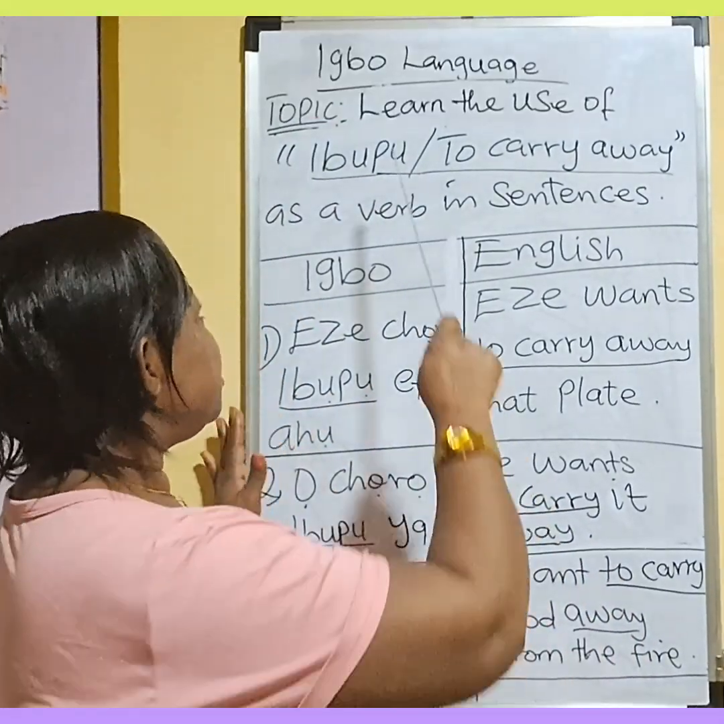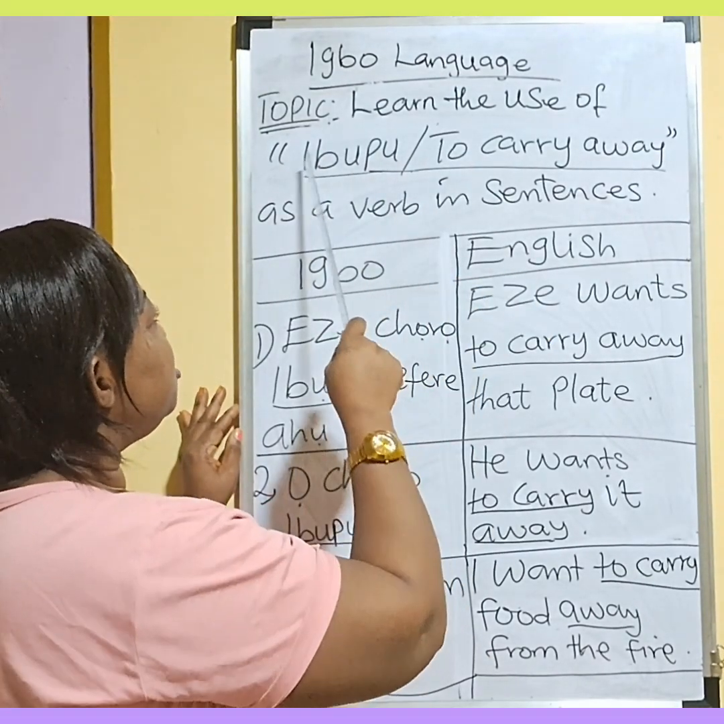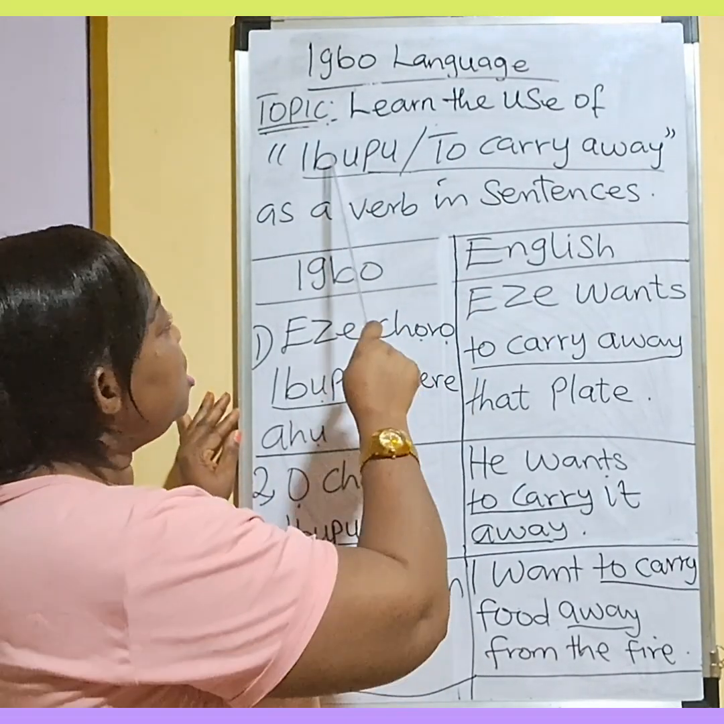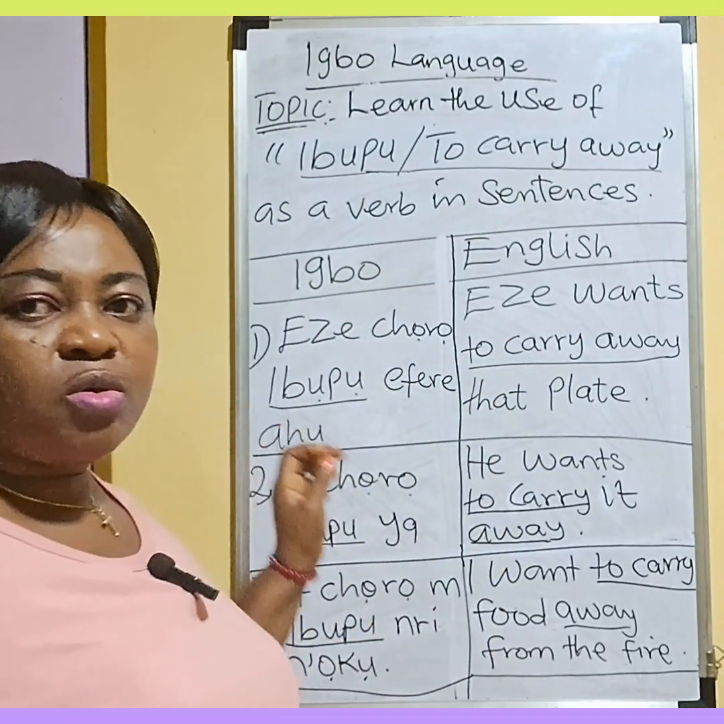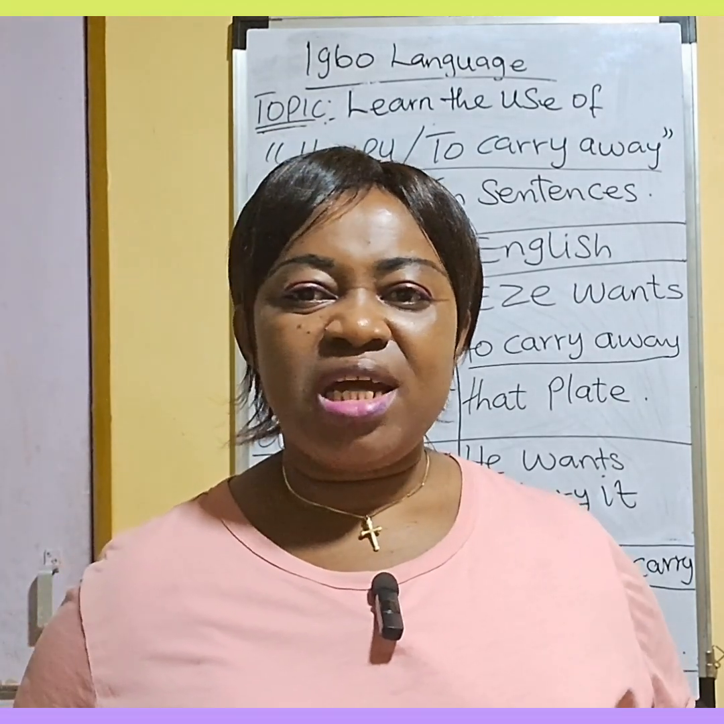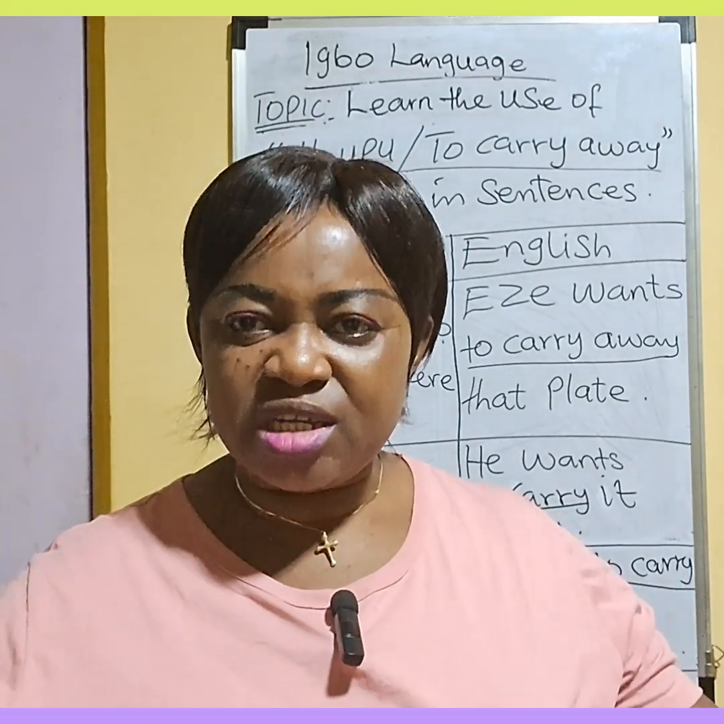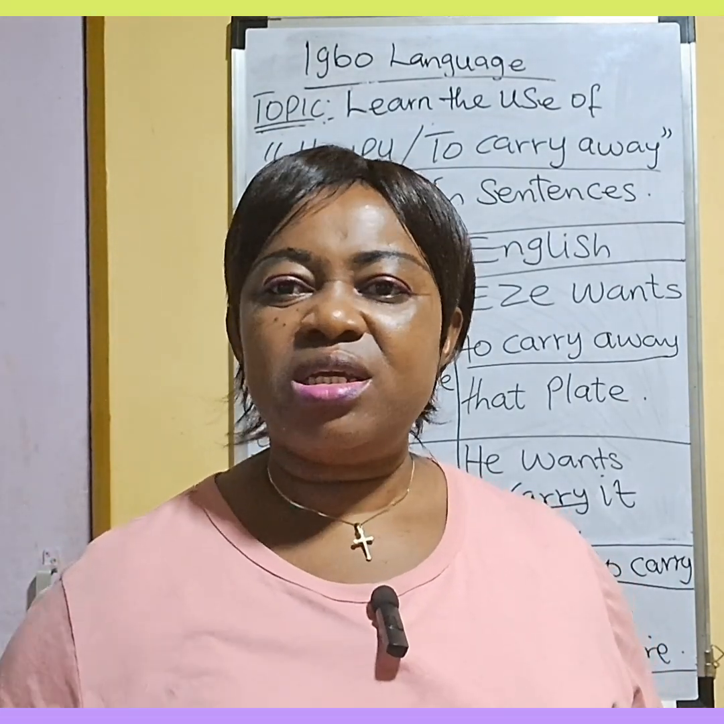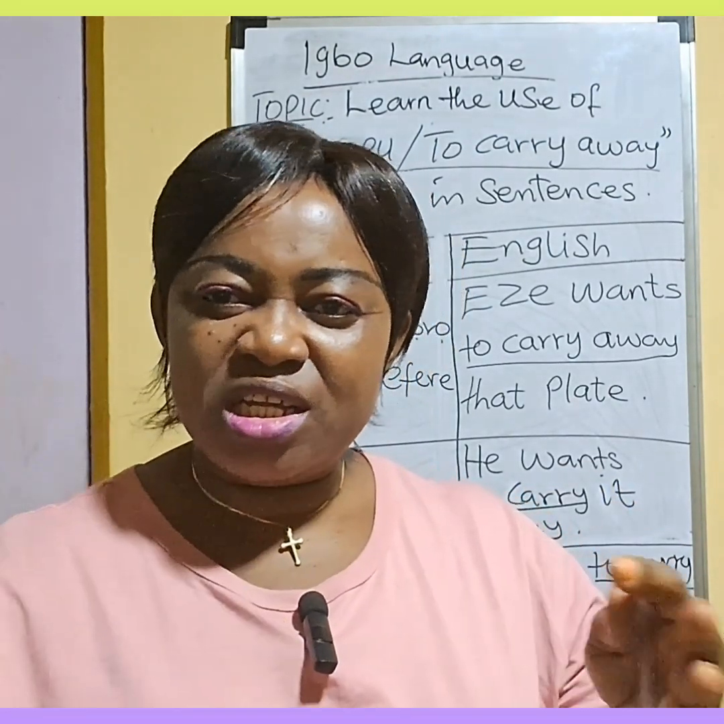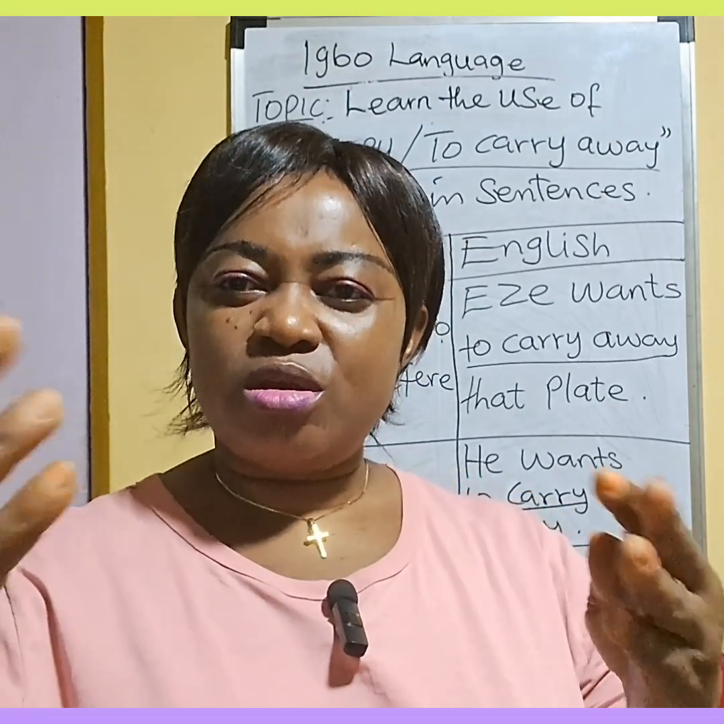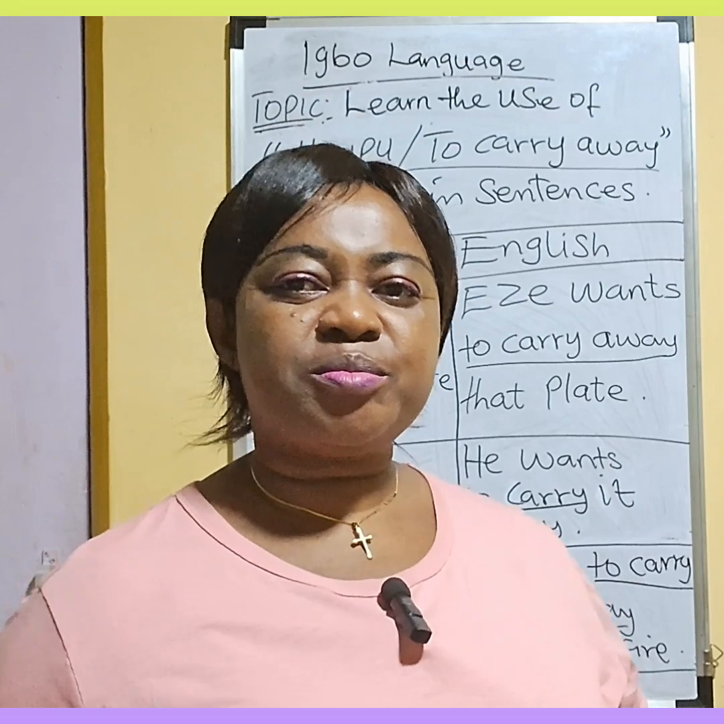We have Igbo language. Our topic today says, learn the use of Ibupu. Ibupu means to carry away as a verb in sentences. We are going to learn an Igbo verb that says Ibupu, which means to carry away. Remember, Ibupu is the opposite of Ibute. To carry away, Ibupu. Ibute means to carry in, so it is the opposite of Ibute.